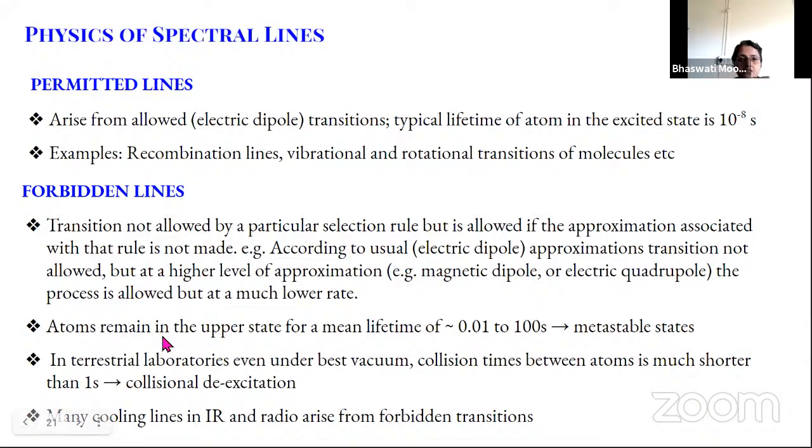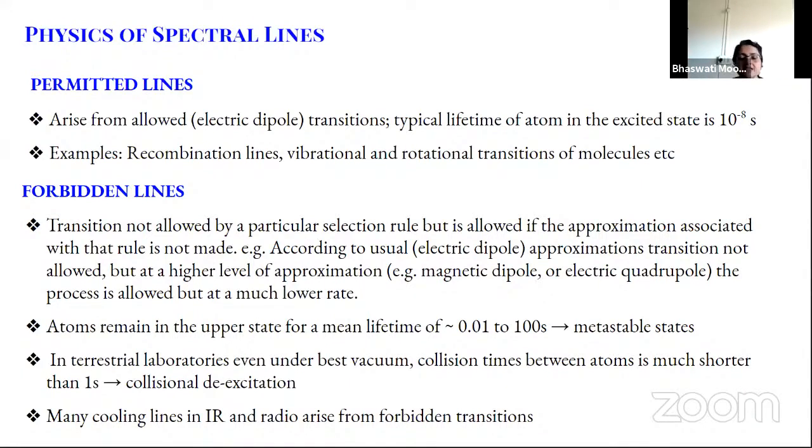Now, what happens in the terrestrial laboratories? In the terrestrial laboratories, we have a very large number of particles, atoms or molecules, so they are always colliding with each other, which is not at all the case in the interstellar medium or for astrophysical objects, as I've been telling repeatedly. Even under the best vacuum conditions, the collision time between these atoms is of the order of 1 second. So if an atom is in one of those metastable states, it will not stay there for 0.01 to 100 seconds, because it will collide against another atom and come down to the lower level.